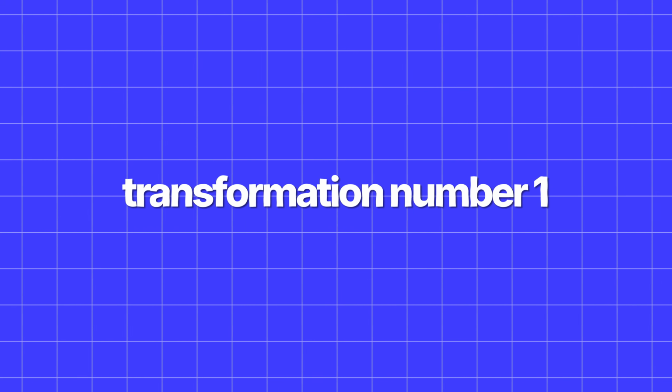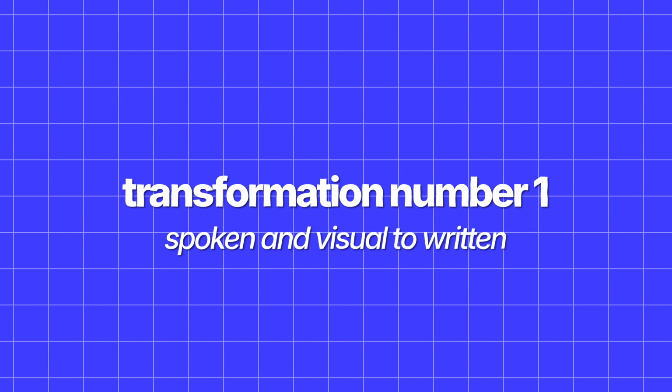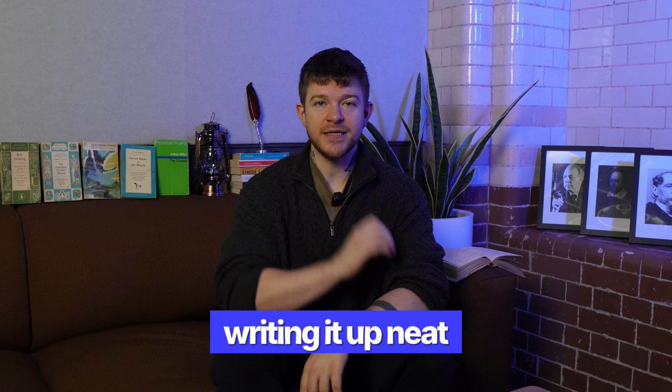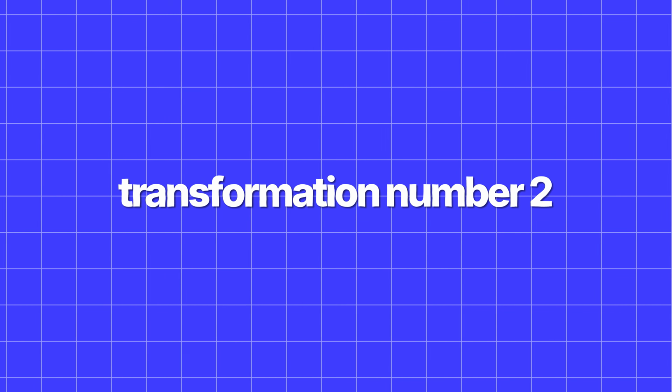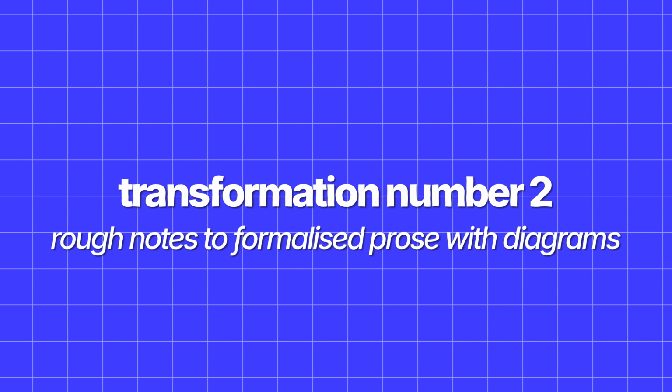We had to make notes in class. Transformation number 1, from spoken and visual to written. And then we were given our neat books to take home with the standing homework every lesson of writing it up neat. Transformation number 2, from rough notes to formalized prose with diagrams. Boom, we retained way more.